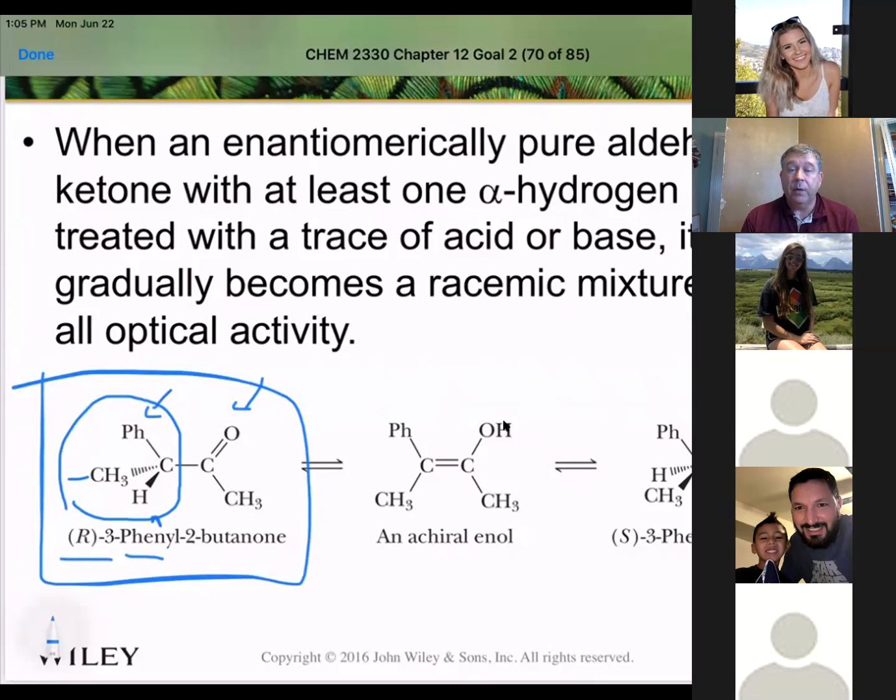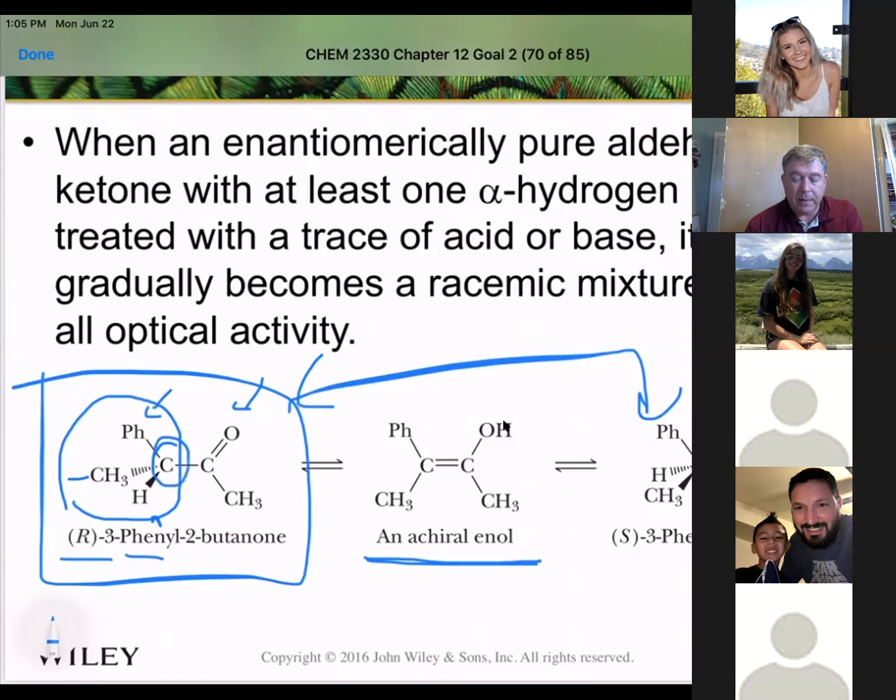However, if we put it into a solution where it has even a trace of acid or base, what happens is we go from a pure optical material that is only R to a 50-50 mixture of R and S. And the reason it does this is the fact that it goes through that intermediate right here, our enol intermediate. We take our sp3 hybridized carbon here, turn it into an sp2 hybridized carbon, and then when the hydrogen goes back, it changes that carbon back into an sp3 hybridized carbon.